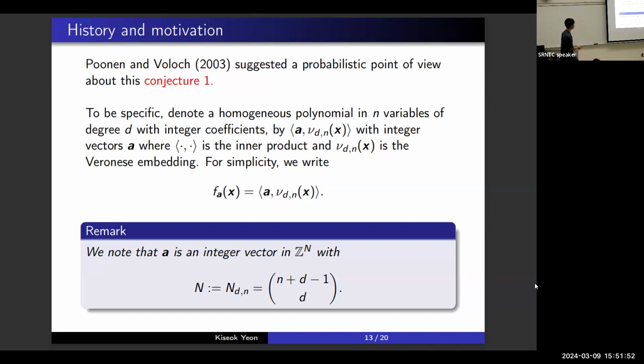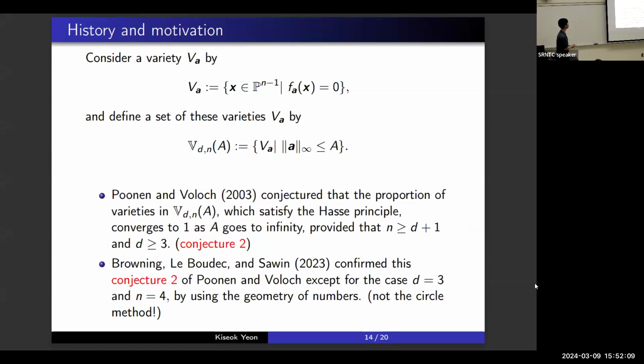So that means we notice that the dimension of this integer vector is exactly the same as the number of monomials in n variables of degree d. Okay, and we are going to write f sub a of x for simplicity, and consider a variety V_a defined by f_a of x equals 0. This variety depends on the choice of the coefficient. Okay, and define a set of these varieties whose height of the coefficient is at most A.